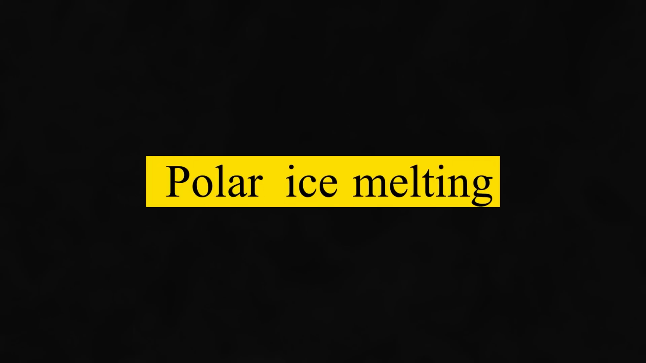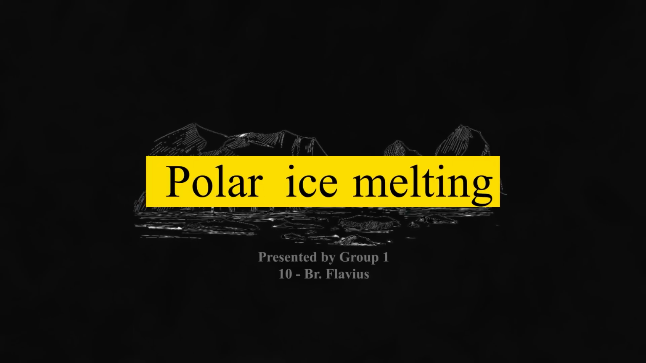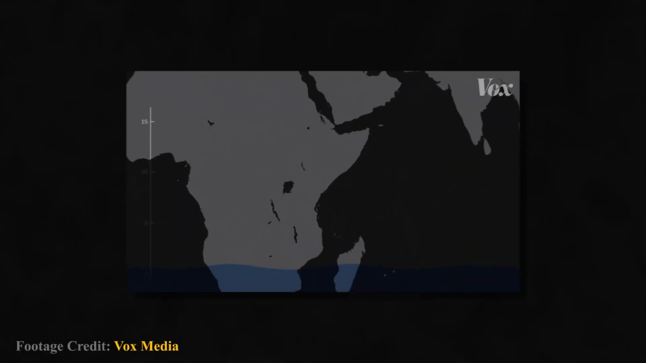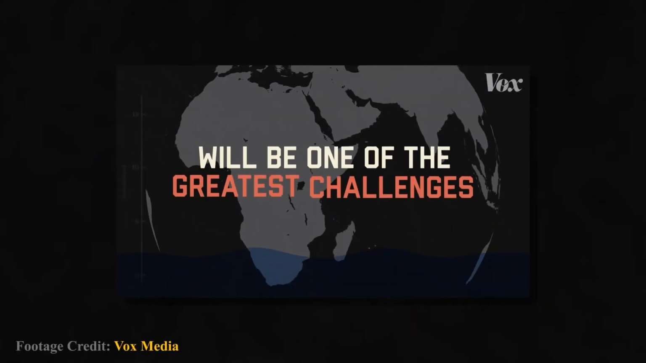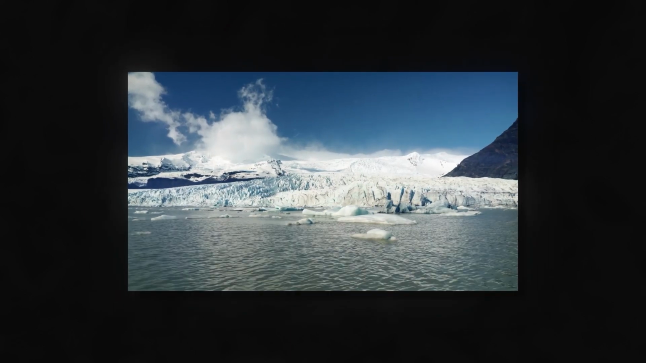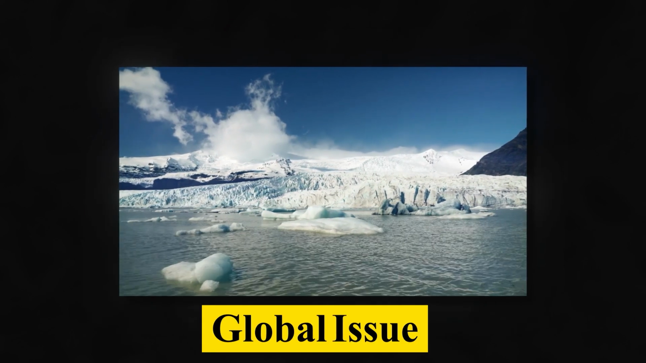Polar ice melting. Polar ice melting is when the ice in the polar caps melts due to heat. This causes a rise in sea levels, and that's why it's considered a global issue because it impacts so many different countries. And it's also considered a global issue because the melting of polar ice affects the climate and the environment of the planet as a whole. This is why polar ice melting is considered a global issue.